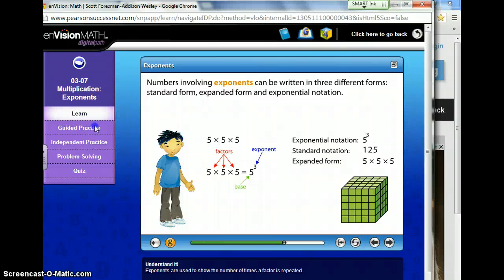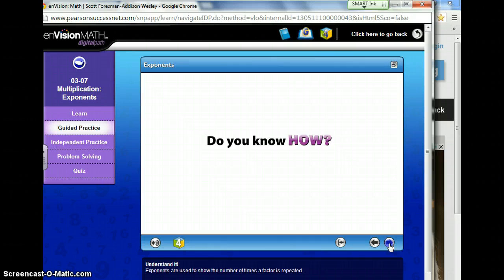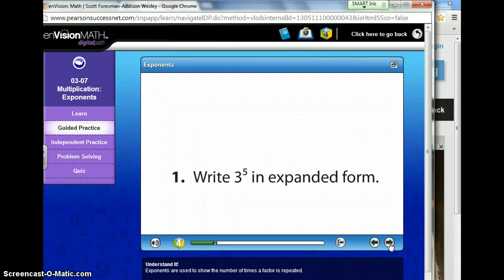All right, so I would like you now to pull out your iPad, blank iPad sheet, and I want you to take a look at the first thing that we're going to do together. It says, write this in expanded form. So what's the number that we're going to repeat? We're going to repeat the 3. How many times? Write it on your iPad.